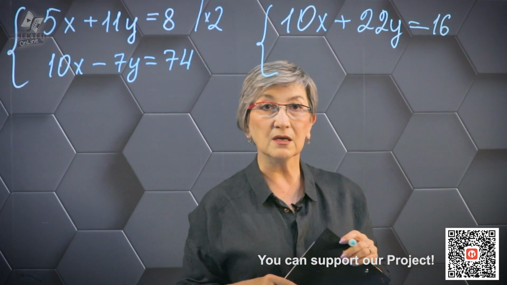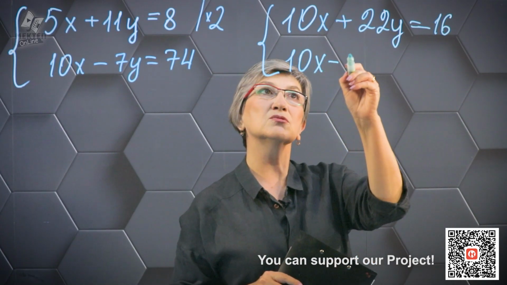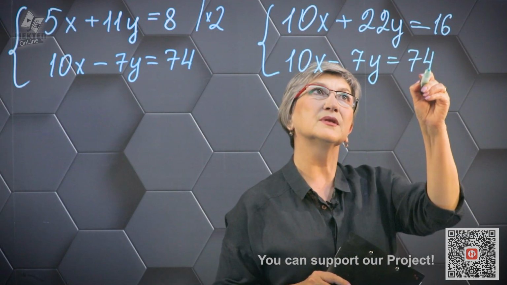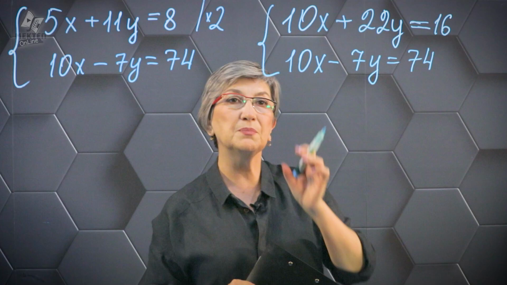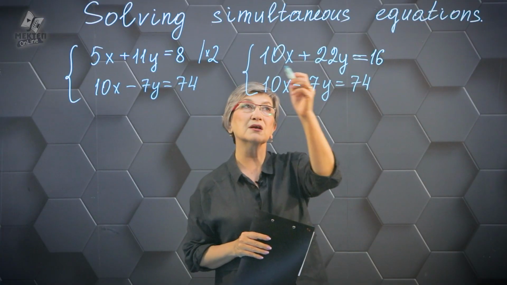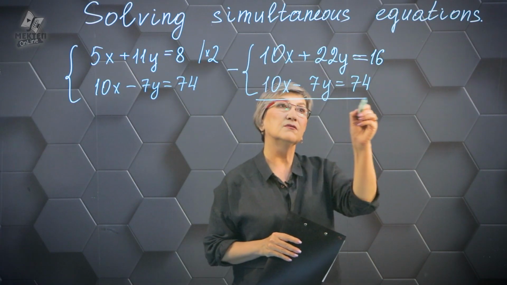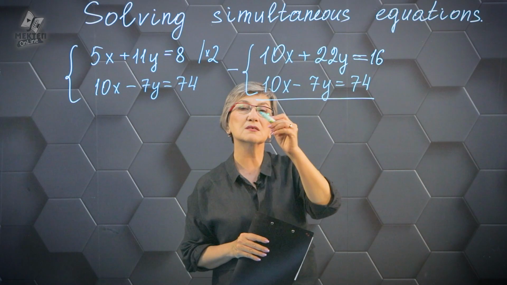We will rewrite the second equation: 10x minus 7y equals 74. At that point, the coefficients of the variable x are equal to each other. At this stage, we can subtract the second equation from the first one. As a result, we will have 10x minus 10x, which is 0 times x.